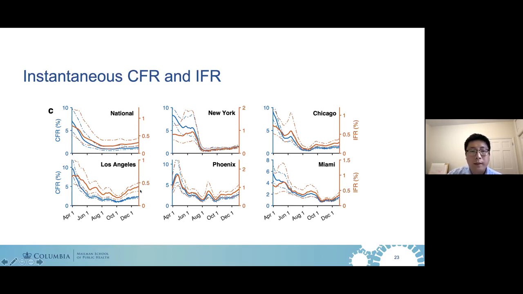But we also noticed that toward the year end, when there were large outbreaks in the fall-winter wave, in certain locations like Los Angeles, Phoenix and Miami, we saw a rise of IFR, the infection fatality rate, during this time period because the healthcare system was stressed by a large number of people hospitalized. So this shows that the IFR or CFR is actually a time-varying property that's driven by a number of factors.